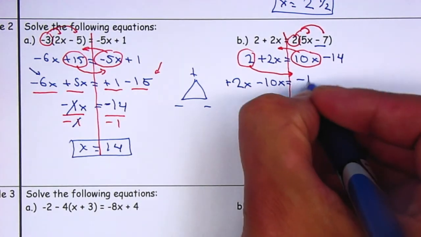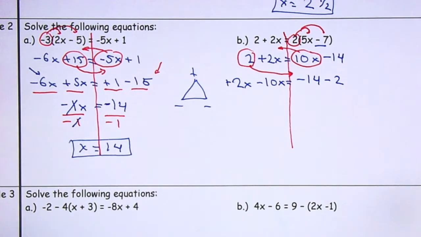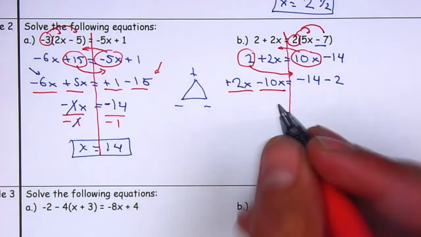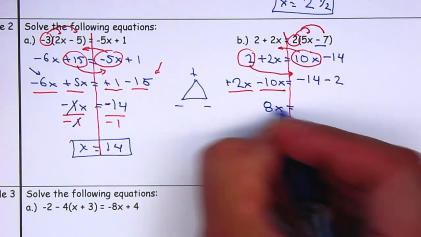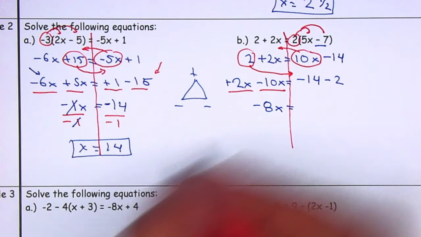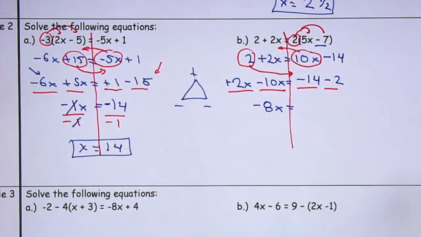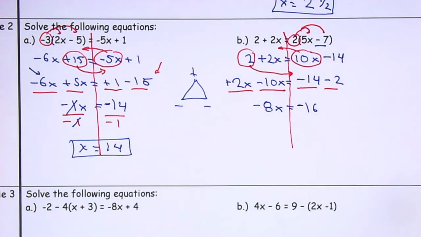We have a negative 14. This is a positive, so it becomes a negative 2. We are going to combine our like terms. They have different signs, so we're going to subtract and keep the sign of the bigger number, which is the 10. On the right-hand side, they have the same sign. That means I'm going to add the numbers and keep the sign of the bigger number, which is the 14.